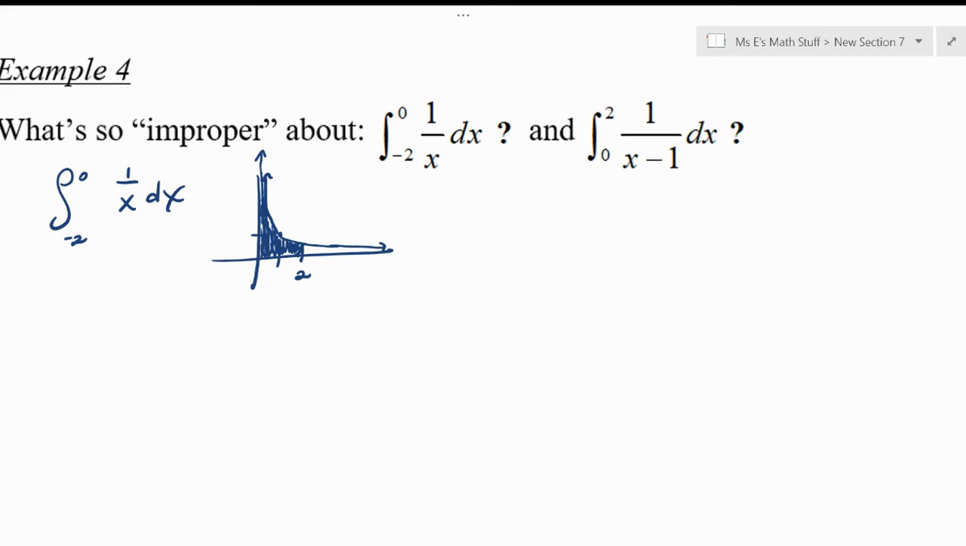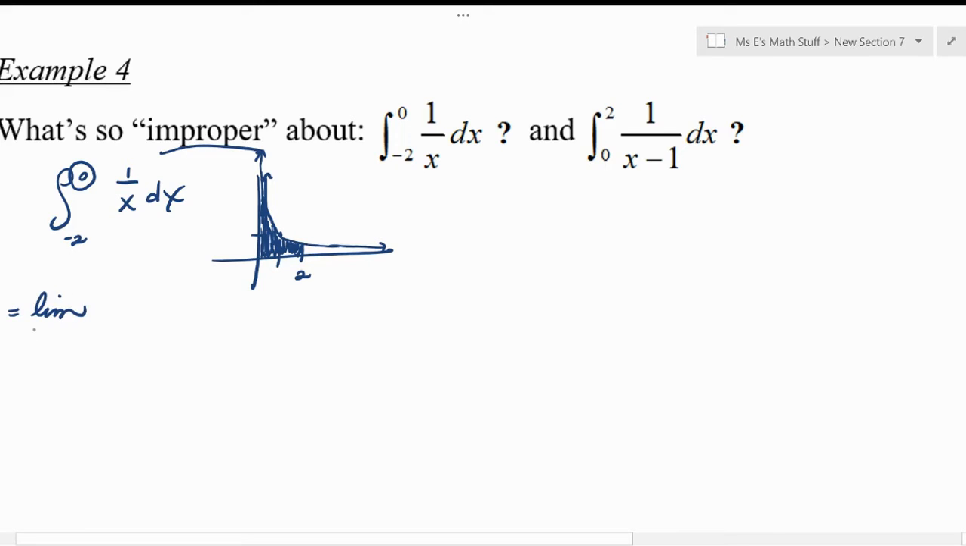So watch out for horizontal asymptotes, which we had earlier, and also vertical asymptotes between your limits or your bounds. And that's basically what's so improper about it. So for this integral, it's the 0 essentially that's so improper. So if you were asked to evaluate this, you could write it like this.